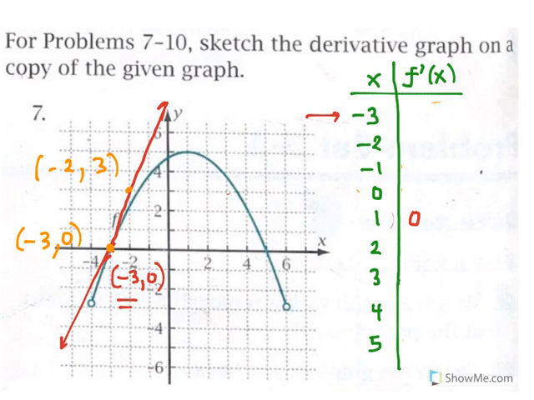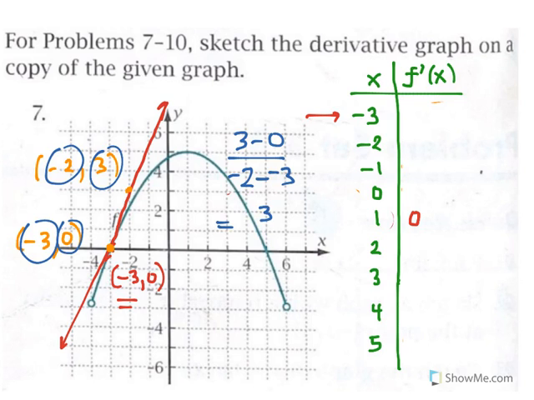So find the slope of this tangent line by finding the difference in the y coordinates, 3 minus 0, divided by the difference in the x coordinates, -2 minus -3. So I have 3 over -2 minus -3, which is +1. So the slope of this tangent line is about 3, and I would write f prime of -3 is equal to 3. So I complete my table here by writing a 3.